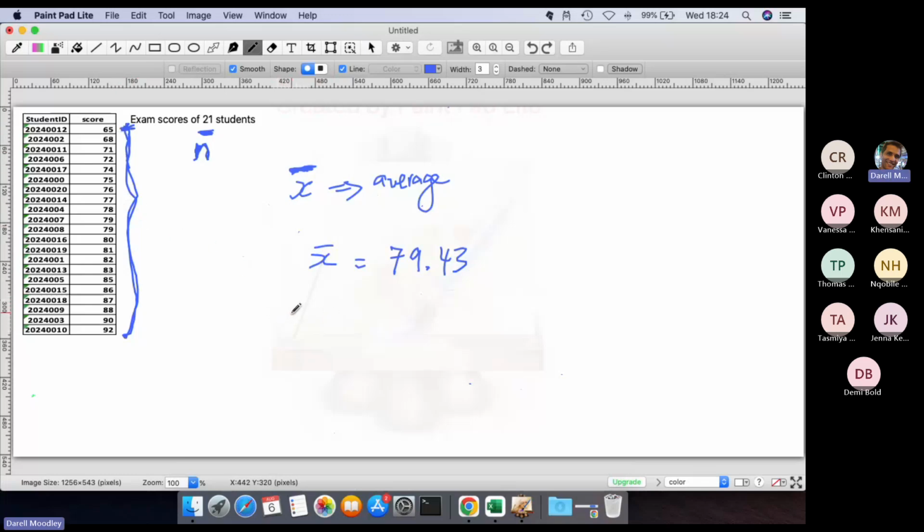All right, now I've ordered it from lowest to highest. The median, as I said, is the middle number. Now, how do I know what is the middle position? So let me just draw your attention away from these numbers here. Let me just give you a hypothetical set of numbers.